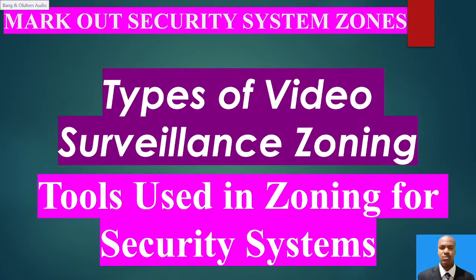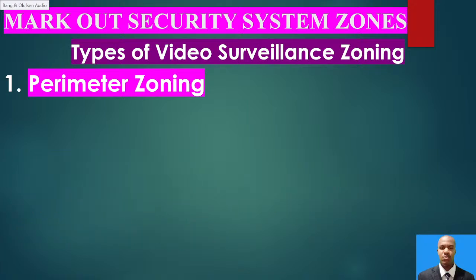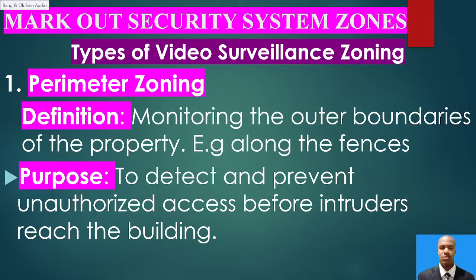Now to begin with, we have the first type of video surveillance zoning. We have what we refer to as the perimeter zoning, and perimeter zoning simply implies this is a video surveillance zoning which stands for the outward boundaries of a given premises. So this is monitoring the outer boundaries of a property. E.g., you may decide to do your monitoring along the fence.